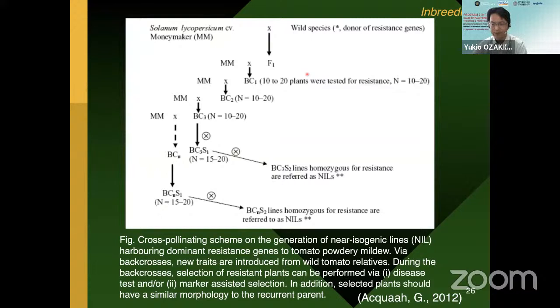In the case that the disease assay is not easy to perform, for example, due to quantitative pathogens or quarantine pathogens, or if the disease test has to be performed at a late developmental stage, marker-assisted selection would be a convenient way to select resistant plants.